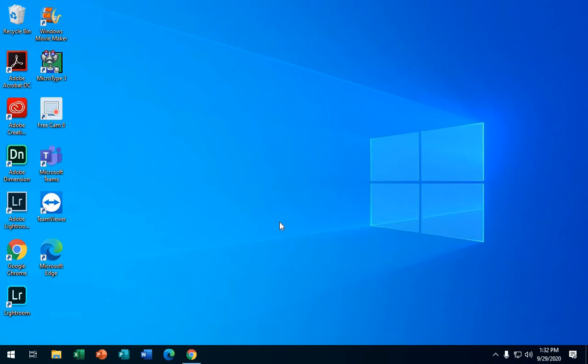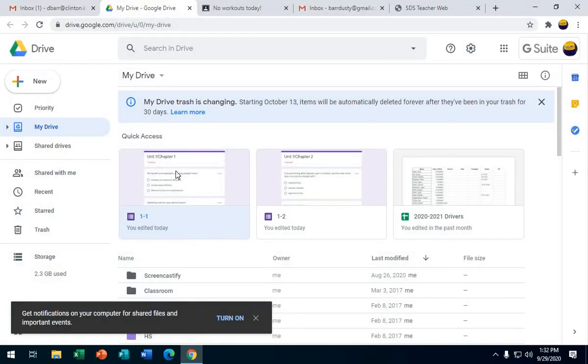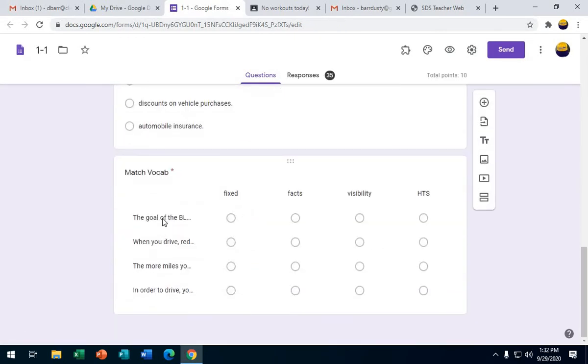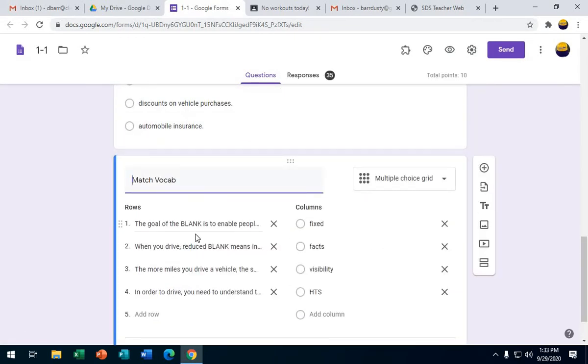So it'll say, and I'll pull one up. So for 1-1, it would say, now, the goal of the blank is to enable people, and wherever the blank is, it should match up to one of these words, if that makes sense. I hope that helps. So that's kind of that. What we'll do now is move right into Chapter 3.